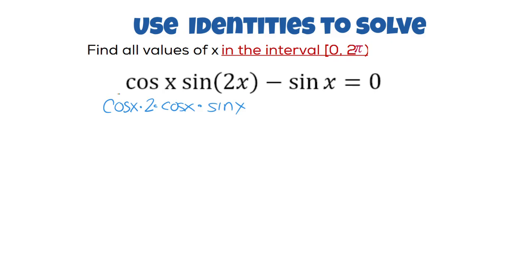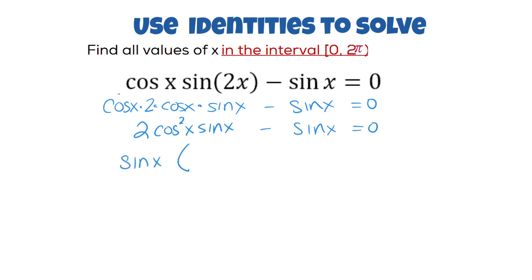In fact, I can't help myself but to go ahead and rewrite, clean it up a little bit. I'm going to call it a 2, put the 2 in front, call it a cosine squared x and a sine x. And then, yes, it's a minus sine x equals 0, looking to solve in some way, using all of our strategies. I think factoring out a sine x seems like an appropriate thing to do. And I've got 2 cosine squared x minus 1 left.